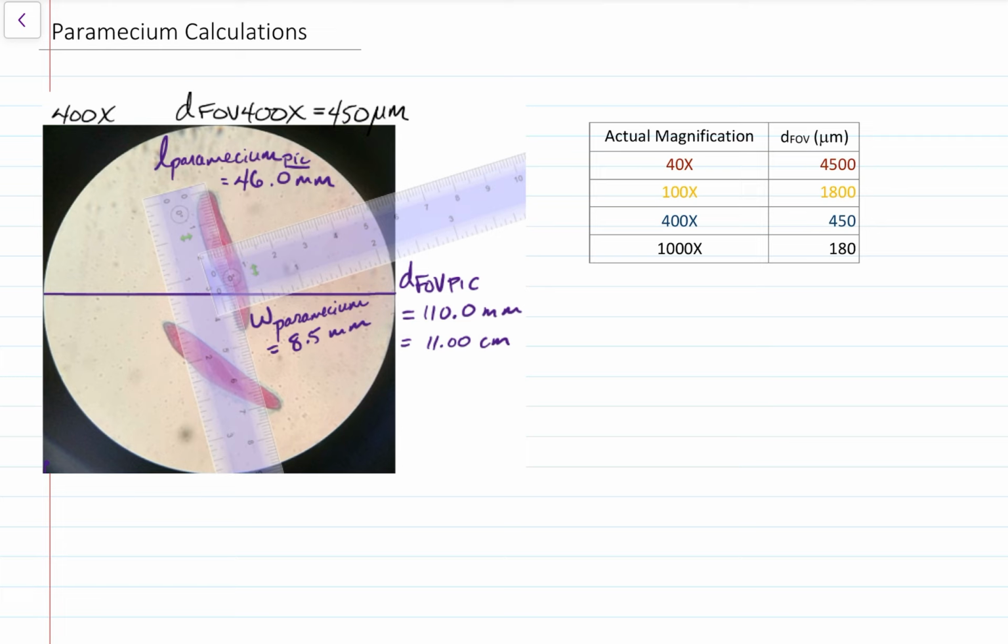So I'm making a little video tutorial to walk you through how to set up a magic square or ratio. Magic square just sounds like more fun, to find the actual specimen size.